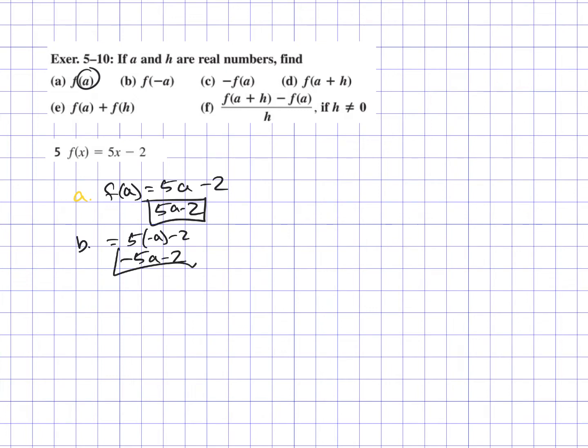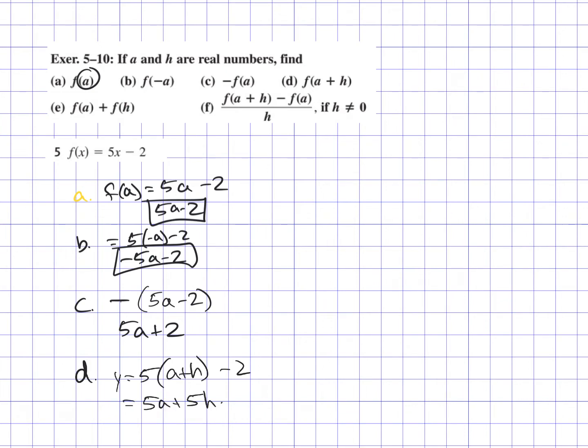And we'll just put boxes around these to check quickly. And C, the opposite of f of A. Well, we already have f of A, so the opposite of what we have up there in part A, the opposite of that is going to be 5A plus 2. And now we go to D. Let's put D down here. A plus H. So y equals 5 times, we're substituting A plus H in, minus 2. So that's 5A plus 5H minus 2. Can't do anything else with it.